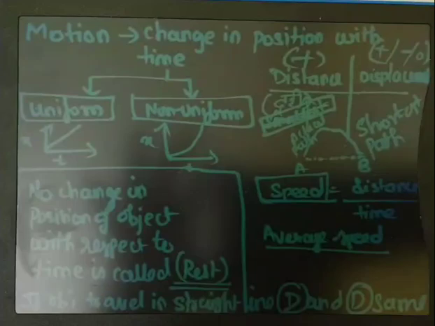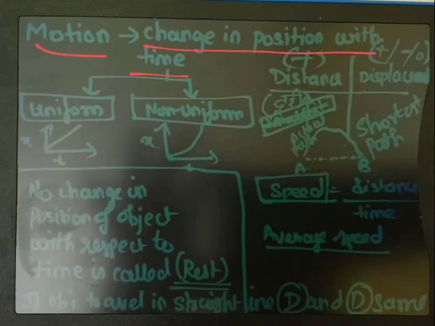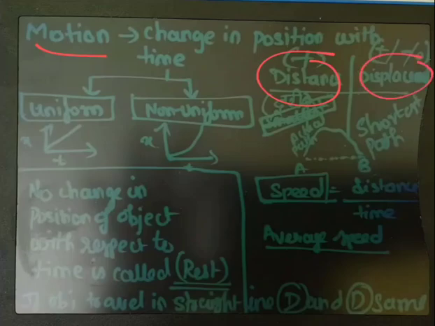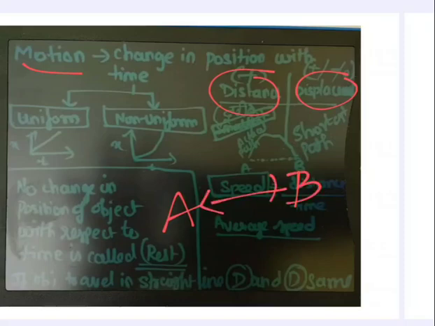Today we are going to see a very important topic from physics, that is the motion chapter. Motion is nothing but the change in the position with respect to the time. So it is related with distance and displacement. Remember, if there are any points A and B, the shortest distance between them, or the shortest path between them, is known as displacement, and the actual path to move from point A to point B is known as the distance.